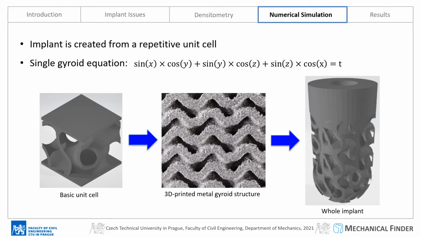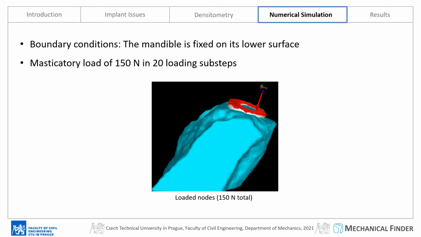this geometry. This figure shows the bone segment that has been used for both analyses, and the mandible, which has been sliced up like this, has been fixed on the lower portion of the model, and on the top surface I have applied a masticatory force of 150 newtons in 20 substeps.